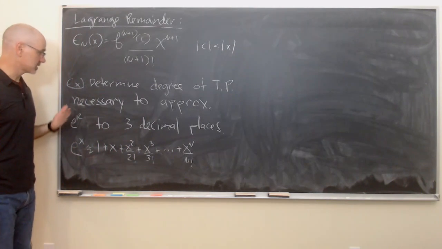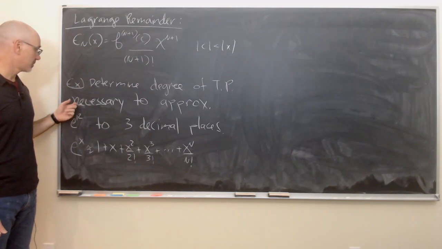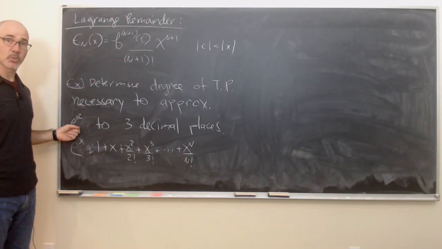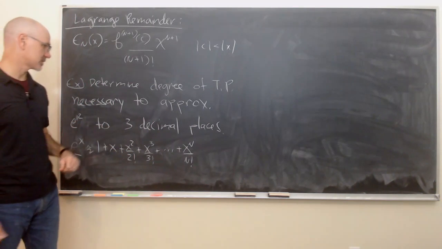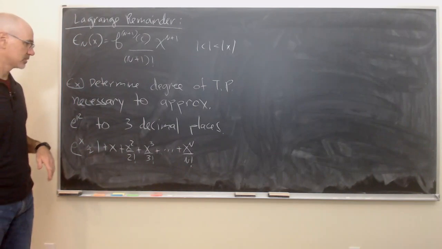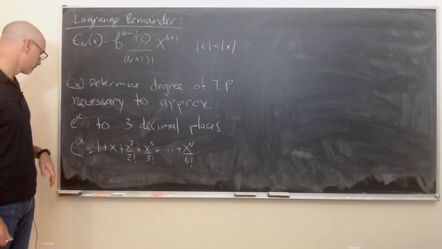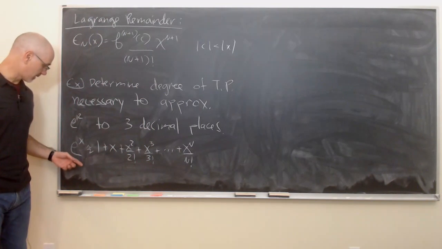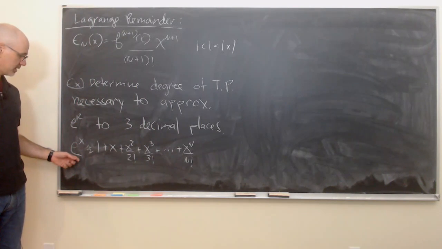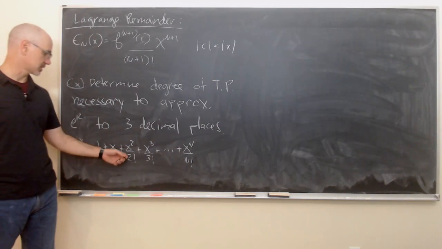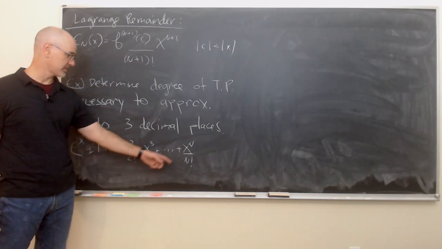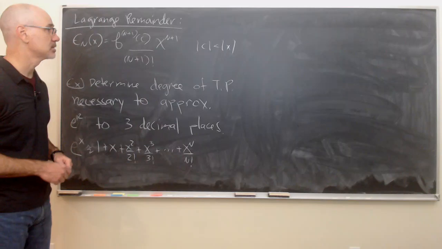And now our goal in this example is to figure out the degree of the Taylor polynomial that we need if we want to approximate, say, e squared to 3 decimal places of accuracy. So accurate to within, say, 0.0001. Just as a reminder, this is the Taylor polynomial for e to the x. It's 1 plus x plus x squared over 2 factorial, x cubed over 3 factorial, all the way out to x to the n over n factorial.